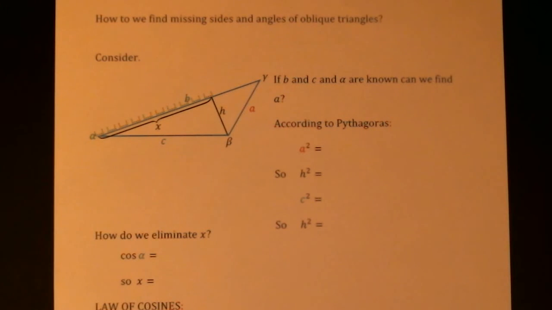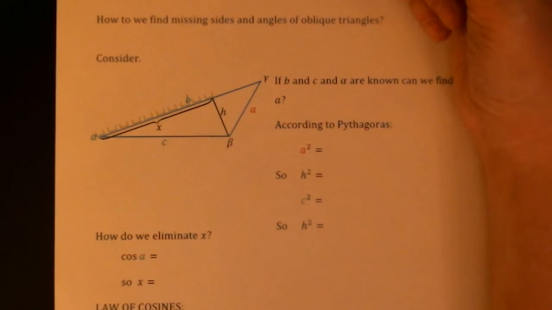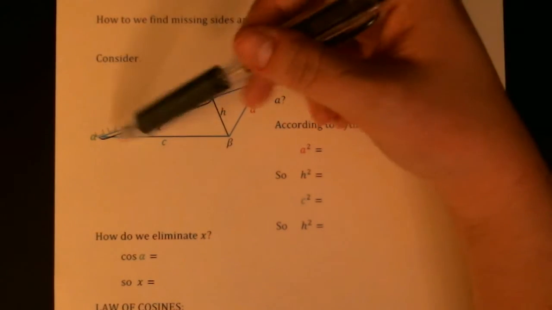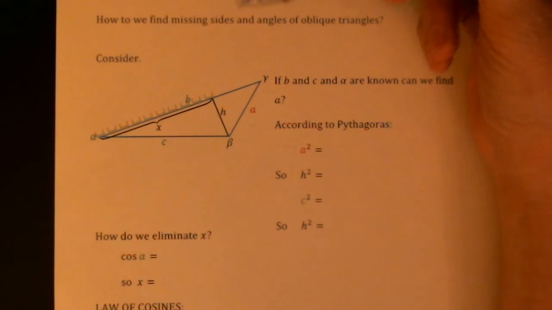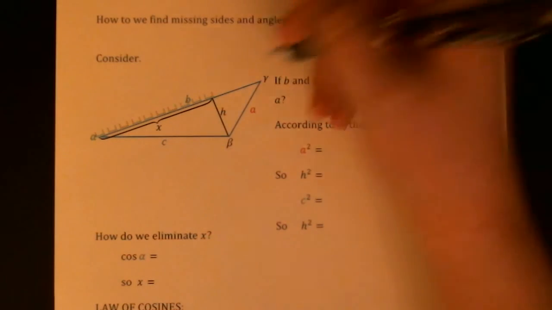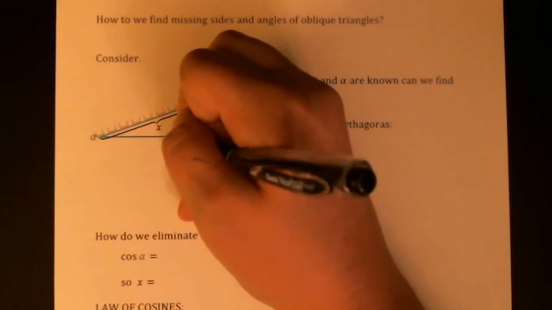Hi everyone. In this video, I'd like to show you where law of cosines comes from and tell you a little bit of the general info about it. So we start in a similar place to law of sines where we have an oblique triangle, and we're going to assume that we know the values of side length b, side length c, and angle alpha.